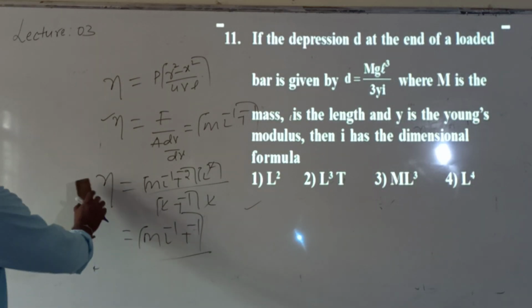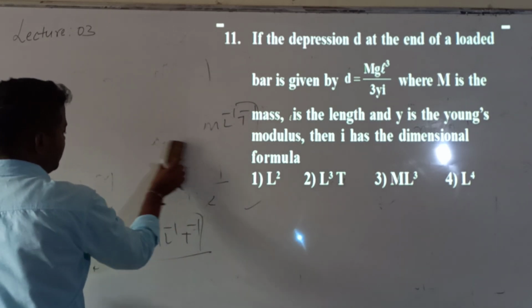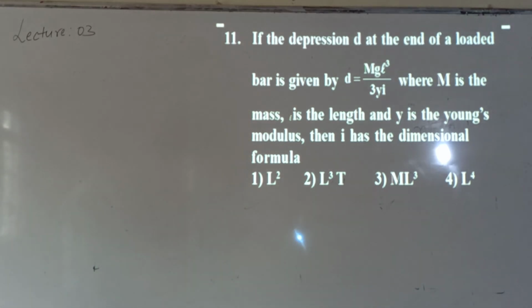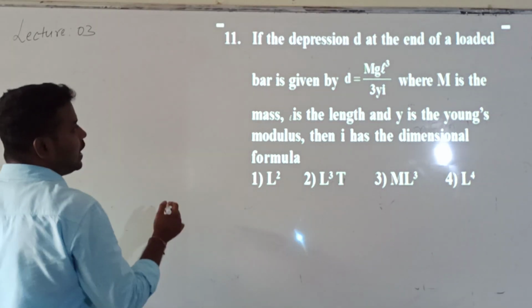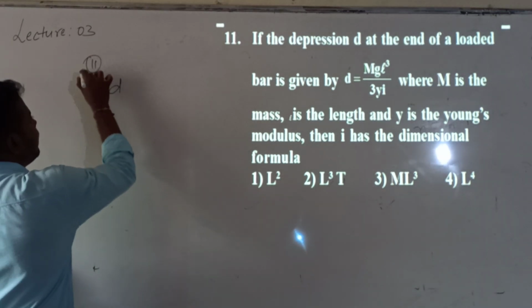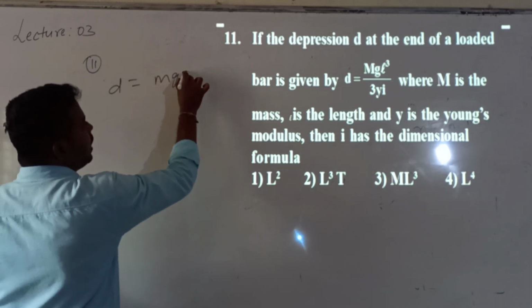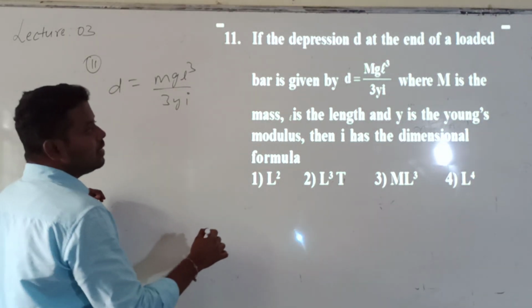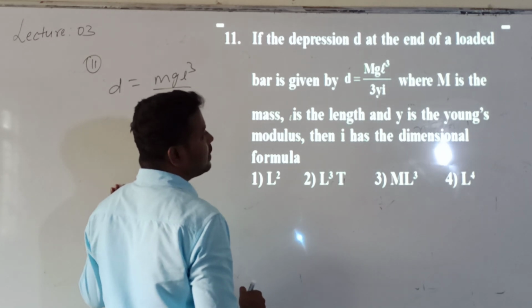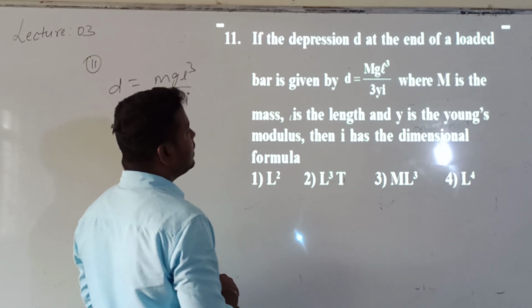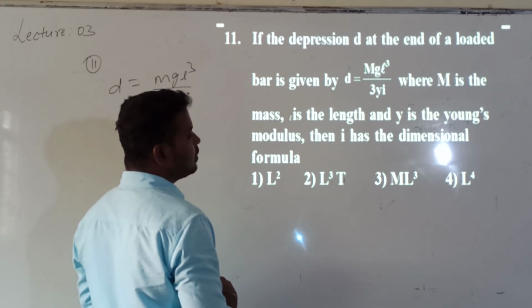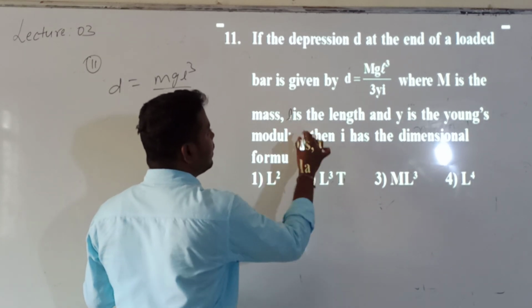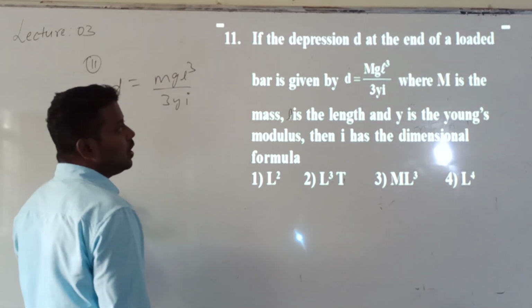Question number 11. So what is this? Question number 11 is: the depression at the end of a load, this you will get in mechanical properties of solids, is given by the formula D is equal to M into G into L cube by 3 into Y into I, where M is the mass, L is the length and Y is the Young's modulus.